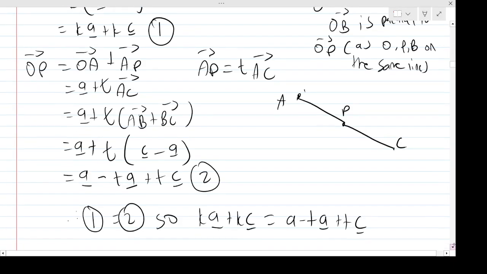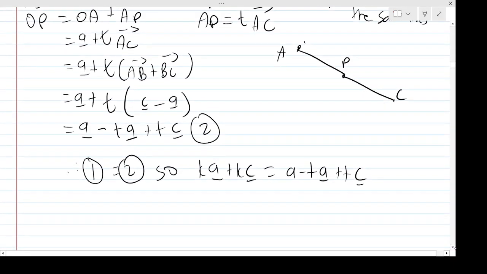And there we are. Now, at this point forward, we can create some simultaneous equations by comparing coefficients, meaning the coefficients of each vector have to be the same if they're equal, which means the A part of both sides has to be the same. So does the C part, right? So that means we get these two equations. Ka is going to equal A minus T lots of A if we compare the A parts. So K is going to be 1 minus T, okay?